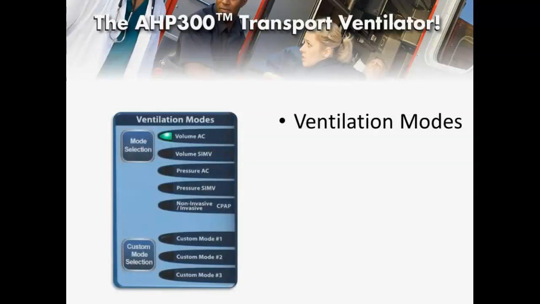Moving down to the ventilation modes panel, you will notice several ventilation mode options, each with its own segment. This aids in clearly identifying the mode and provides the ability to change modes quickly and easily. Moving down from the top, you will see the user can select from volume AC, volume SIMV, pressure AC, pressure SIMV, and the CPAP mode.